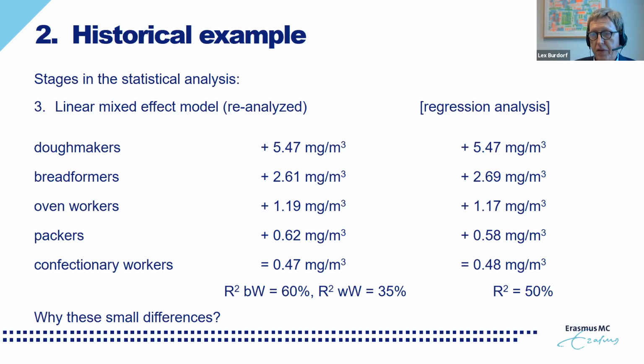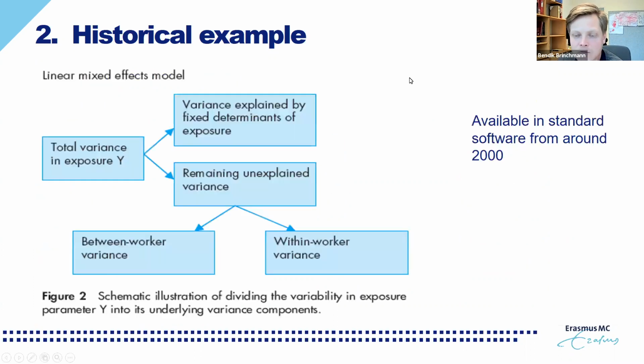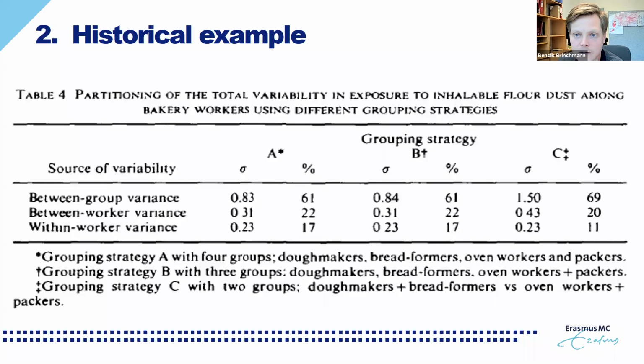But why were we extremely lucky in this particular example? Anyone an idea? Bendik, you are pointing in the right direction. Can you explain? Yeah, so it's confirming what you had in your basic data. If you go to your basic data, you see that what is really predicting exposure is what you're doing at work. So if you're working with forming or creating the dough, you are most exposed. And if you are working with packing or other activities, you're not as exposed. So that's confirmed by your analysis.